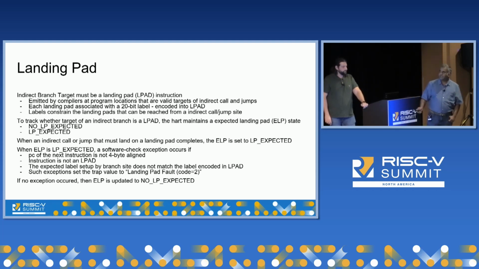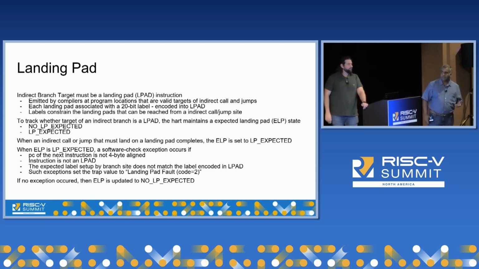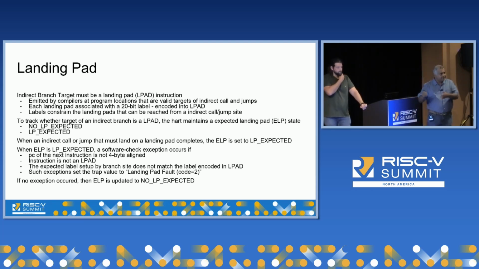Now to track this landing pad, what the hardware has is a small state machine inside of it, which says when I execute an indirect call or an indirect branch, I expect a landing pad at the target. And when you decode the instructions at the target, if you do not find a landing pad, you will throw an exception. Or if you find a landing pad, but it is misaligned or its label doesn't match the expected label, it will throw an exception and say it's a landing pad fault. If there is a valid landing pad with the matching label, then the program continues. This state machine goes back to saying, okay, no landing pad expected till the next indirect branch.